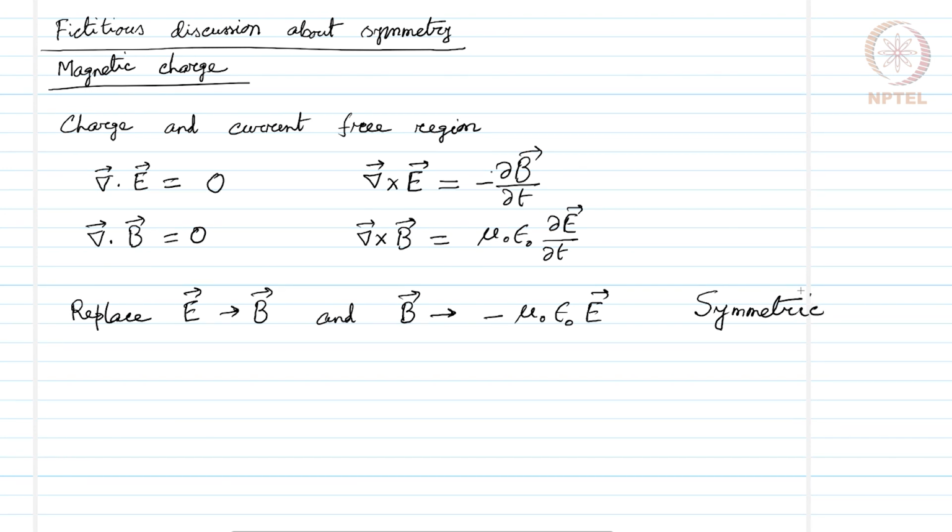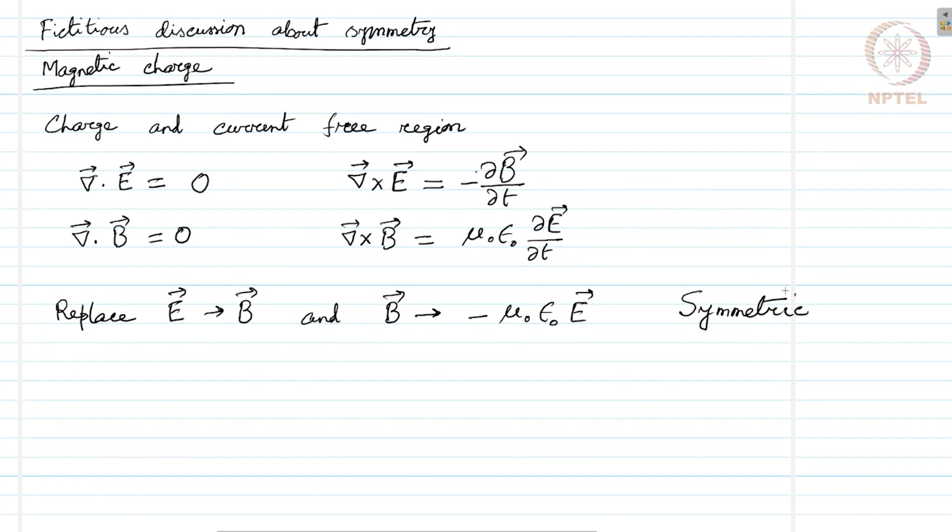But the Maxwell's equations that we are familiar with are not symmetric like this. Can we make them symmetric? If we introduce some magnetic charge and current due to the flow of that magnetic charge, we can make them symmetric. Although it is a fictitious discussion, let us go into that, because that will tell us many things about symmetry. So, we can write the divergence of the electric field as 1 over epsilon naught times the electric charge density.